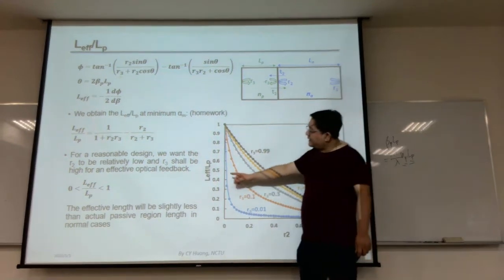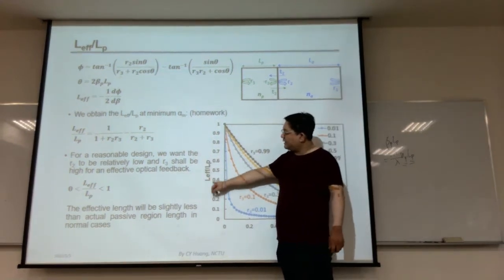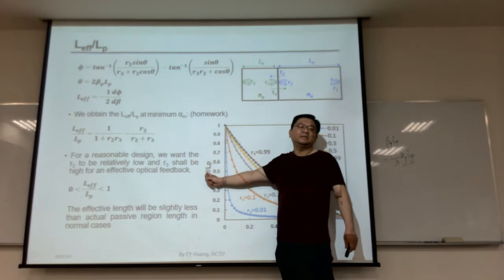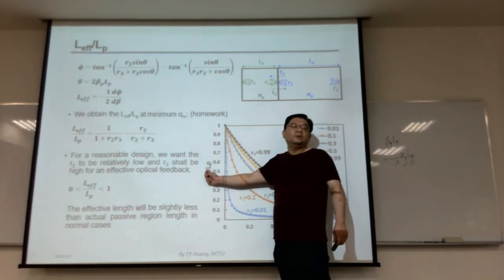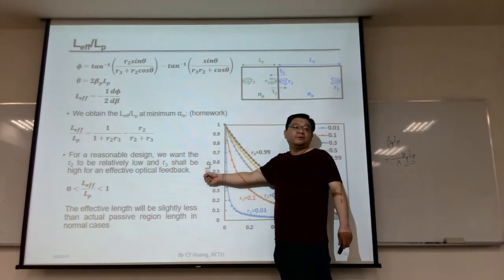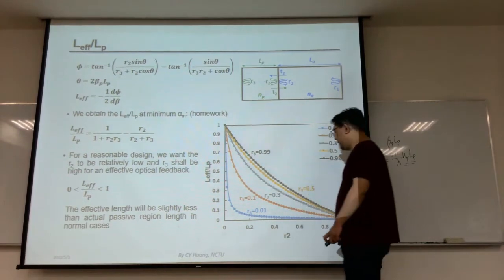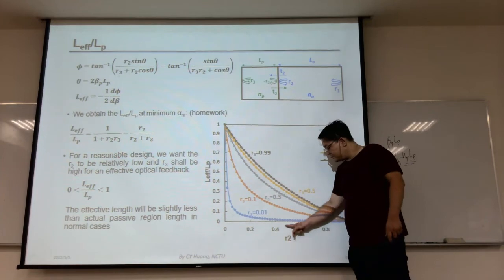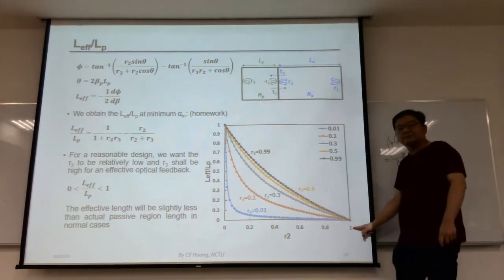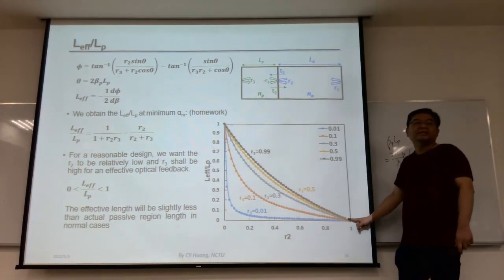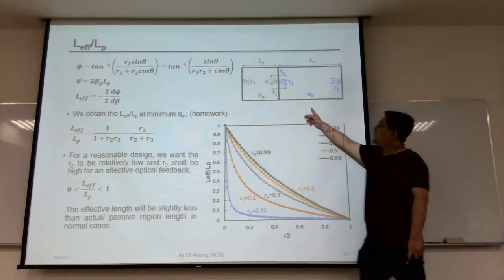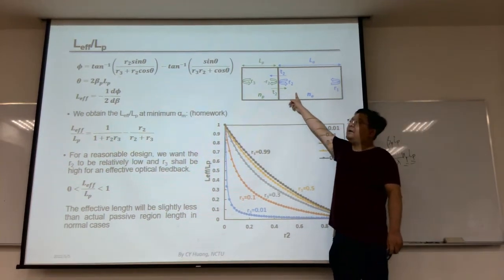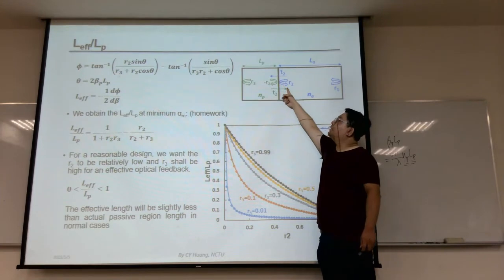If there is no diffractional effect, we can consider there will be zero L_eff in the extreme case. For example, if R2 is very close to 1, let's say another extreme case, if R2 is 1, that means all the light will be reflected here.